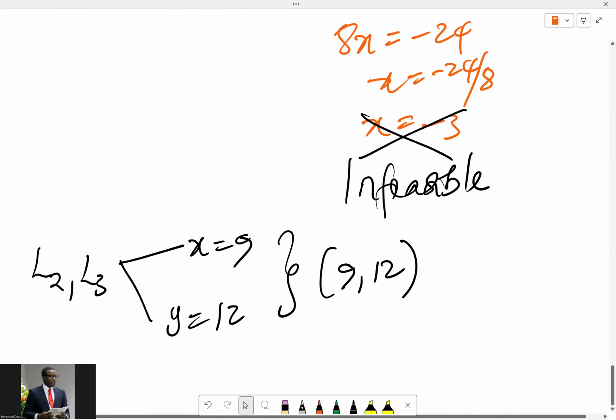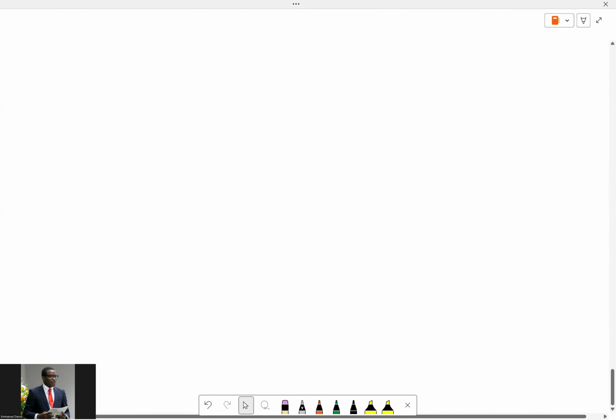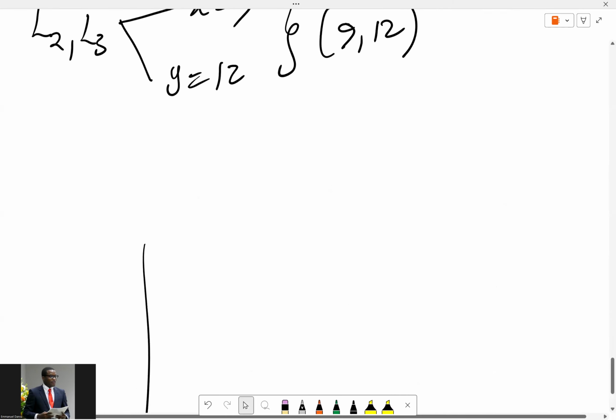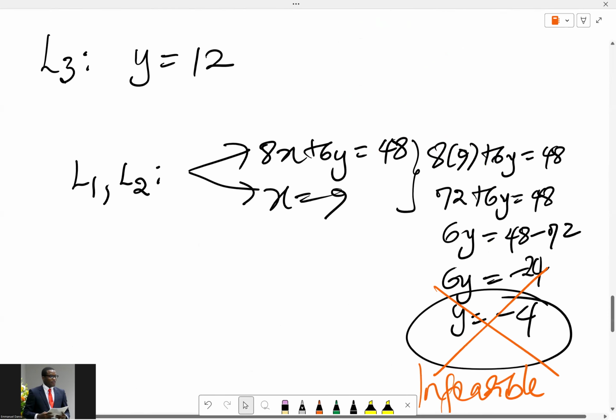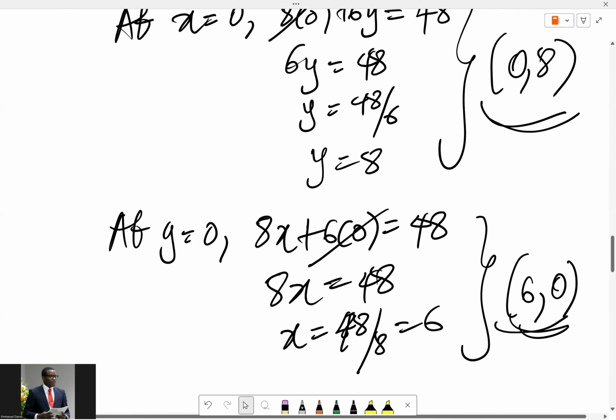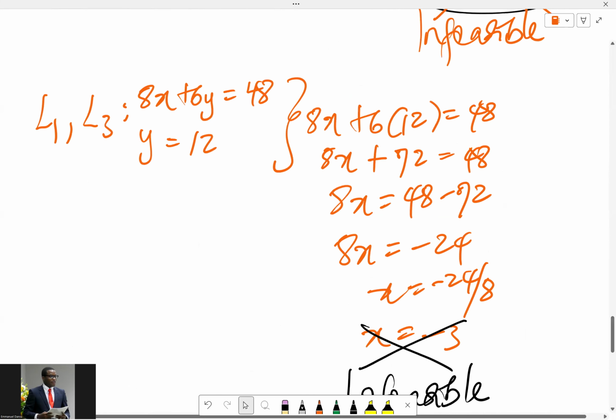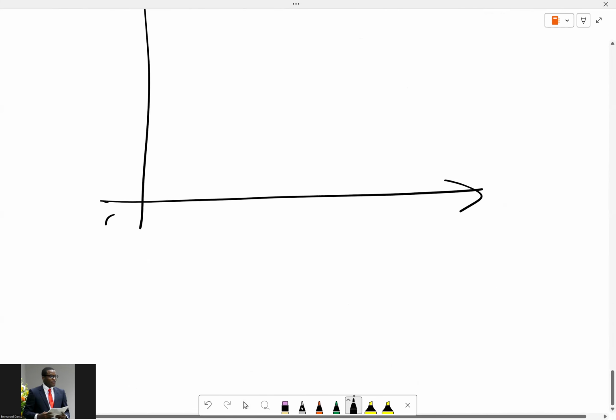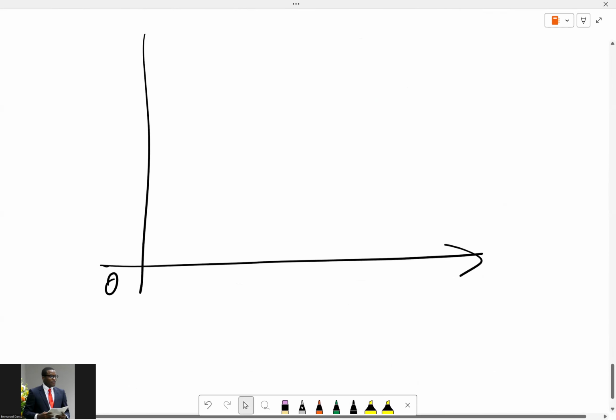Do we have a meeting point for this? Let's see, so let's draw our graph. What are the points to plot again? (0, 8), (6, 0), and (9, 12).